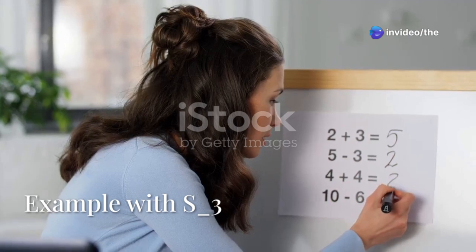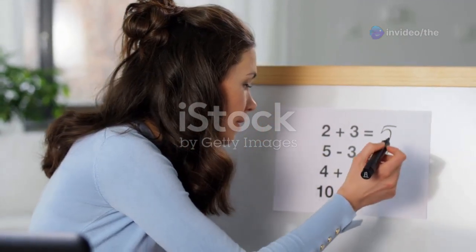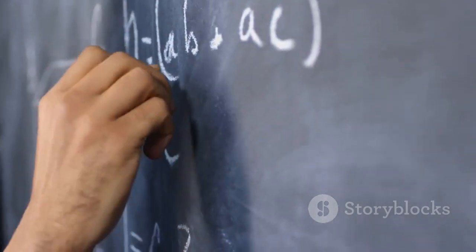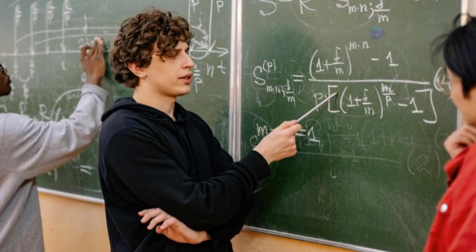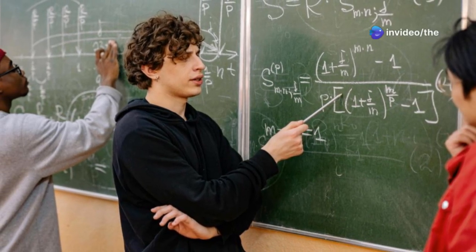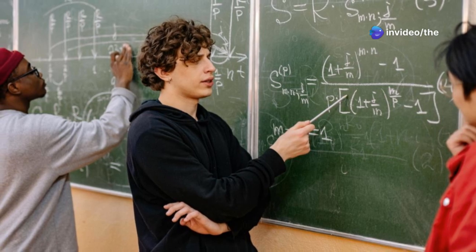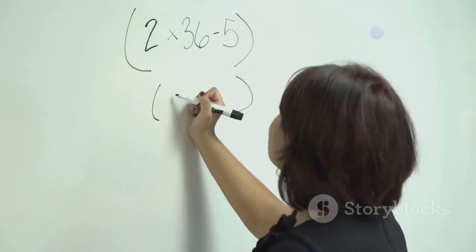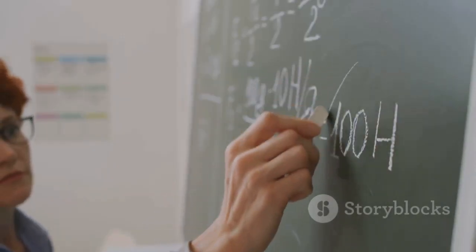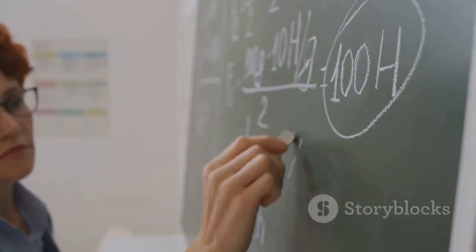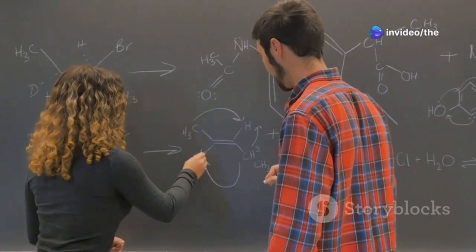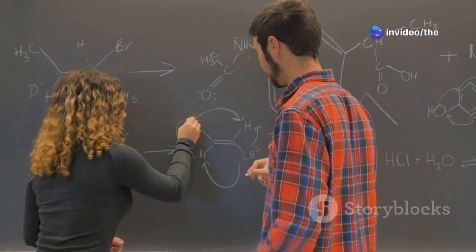Let's take S_3, the symmetric group on 3 elements. Its order is 6, which factors into 2 times 3. According to the first Sylow theorem, S_3 must have subgroups of order 2 and 3. Let's find them. The subgroup of order 3 is {e, (1 2 3), (1 3 2)}. The subgroups of order 2 are {e, (1 2)}, {e, (1 3)}, and {e, (2 3)}. See how the first Sylow theorem guarantees their existence?